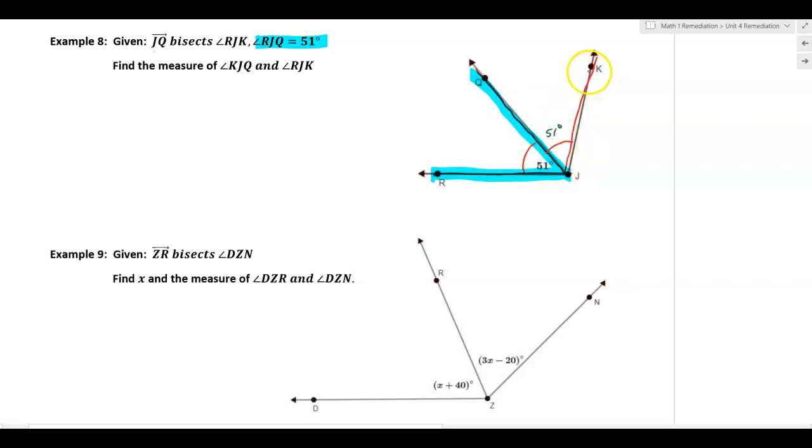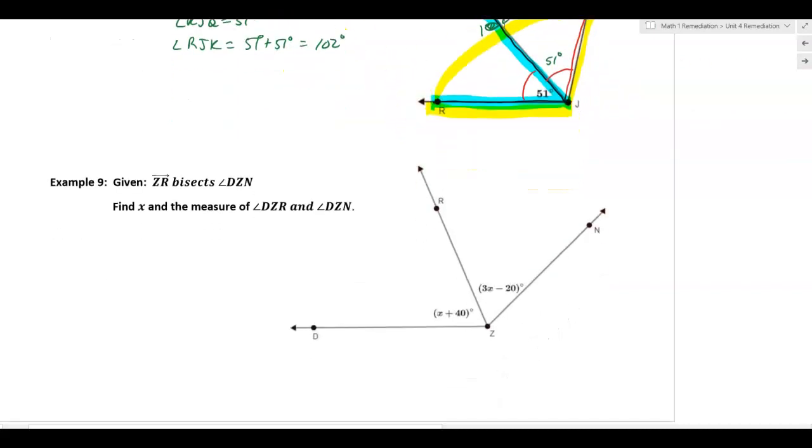So angle KJQ, I know right away, is 51 degrees. Well, if they're both 51 degrees, now angle RJK is a combination of the two angles. So I know angle RJK is 51 degrees plus 51 degrees, which is 102 degrees. So this angle is 102 degrees.